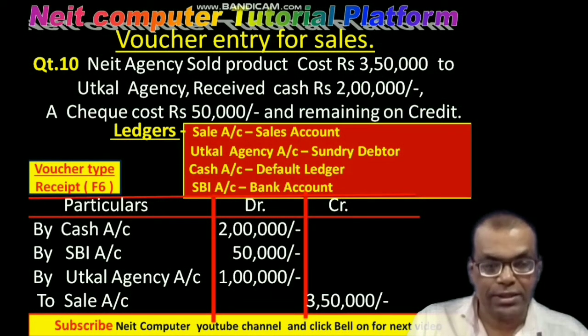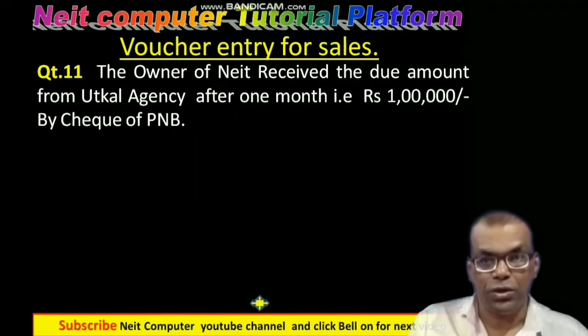And Utkal agency, as it has not paid till now, it is a credit sale. Utkal agency will pay 1 lakh in future. So that is why Utkal agency becomes a debit of 1 lakh. When Utkal agency pays, at that time Utkal agency becomes a credit. But here Utkal agency has not paid till now, so that is why Utkal agency becomes a debit. And at the point of sale, the sale account becomes a credit of 3,50,000.